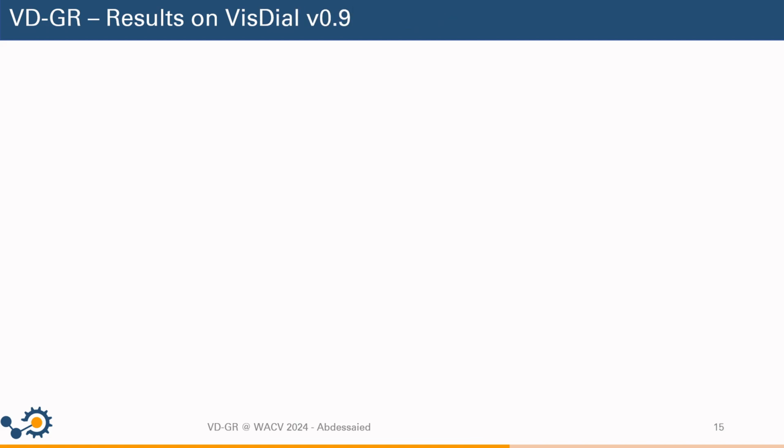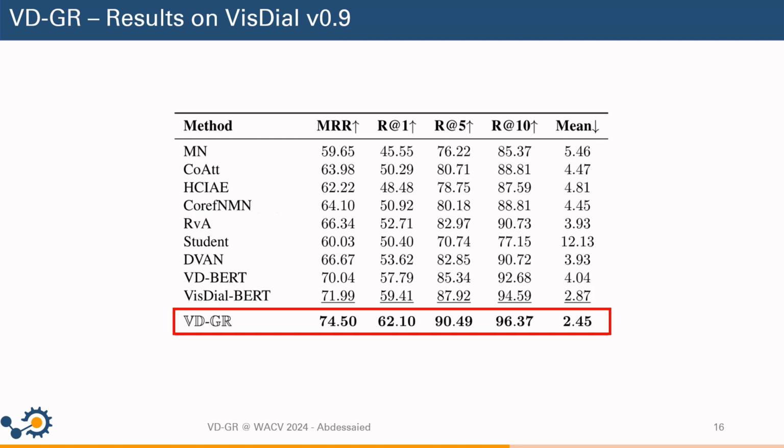Then, we assessed the performance of our model on VisDial v0.9. As can be seen from the table, VDGR outperforms all previous models across all evaluation metrics by a significant margin. Specifically, it lifted the performance of VisDial BERT and VD-BERT by over 2.5 absolute points on MRR and Recall at 1.